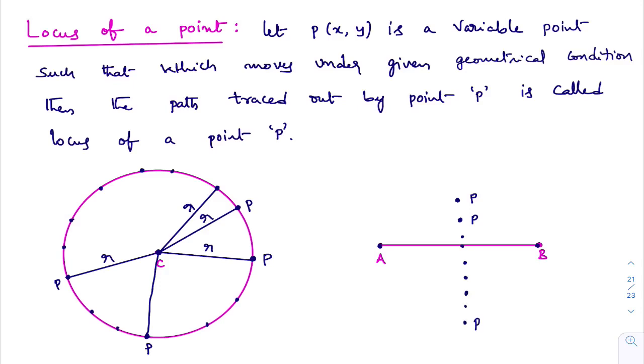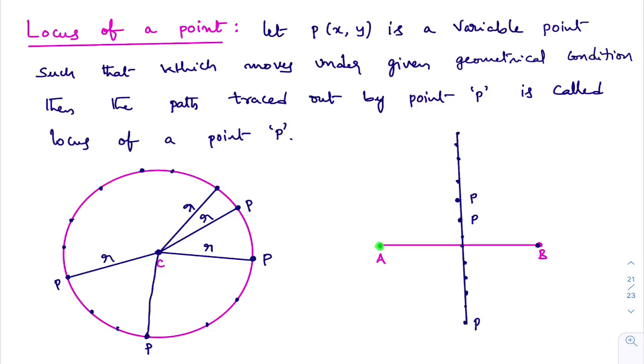If P is a point, what is this point? It is equidistant from A and B. Like this I am going to get the points. Please try to understand. Based on the condition, the point P is moving like this. Because what is the condition here? P is equidistant from A and B. If I join all these points, the path traced out by the point P, what am I getting? I am getting a straight line. I hope you are understanding.